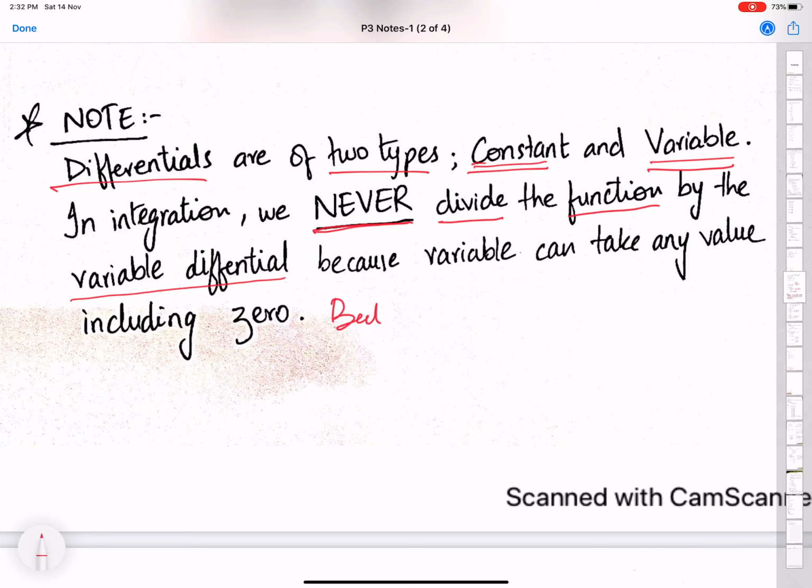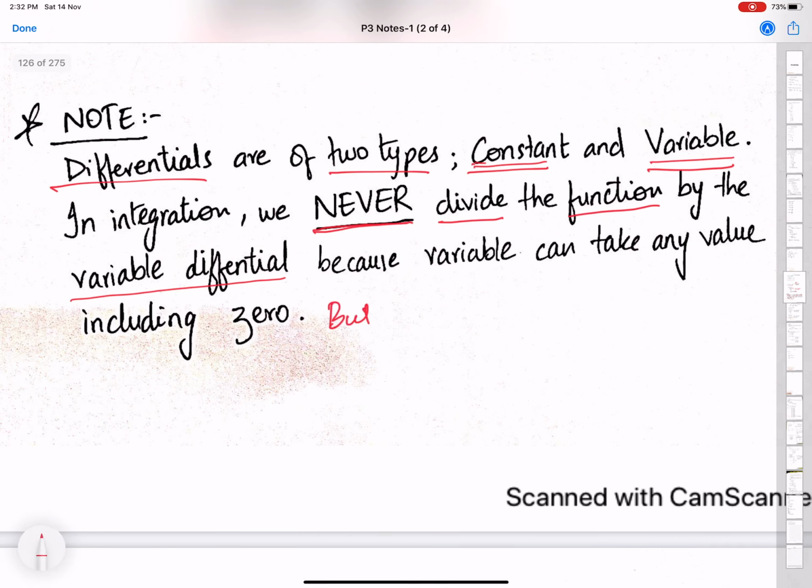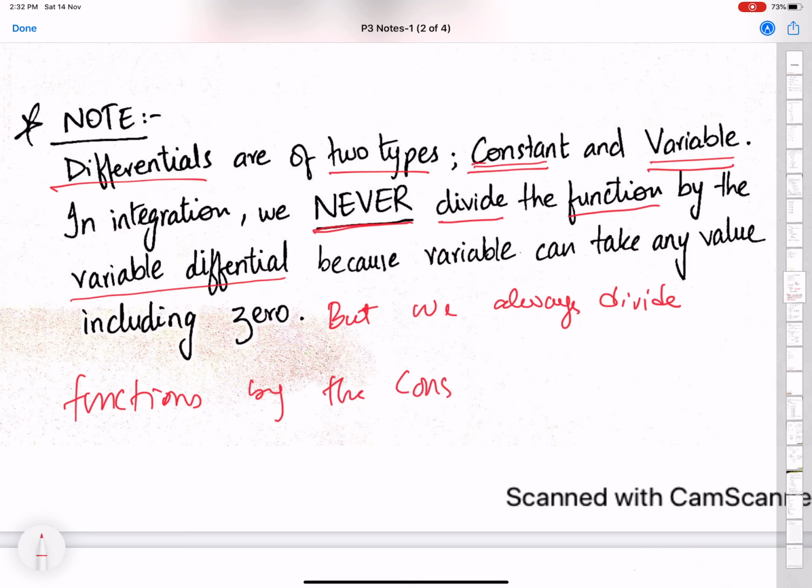But we can divide, we always divide in fact, functions by the constants, that is constant differentials, because there is no problem dividing functions by constants.